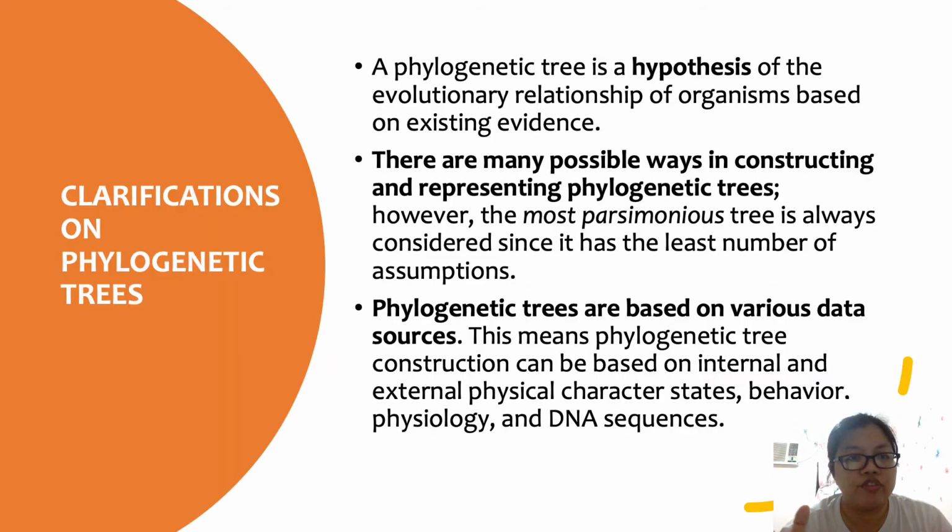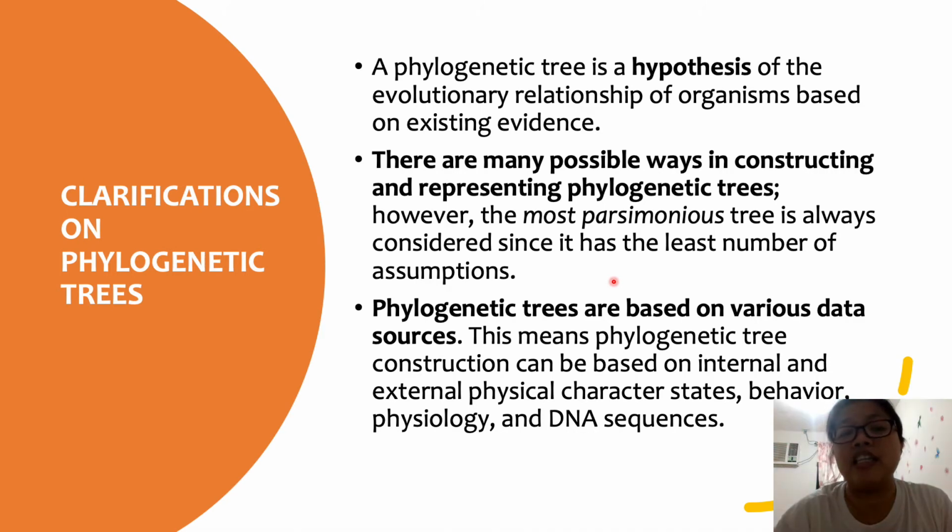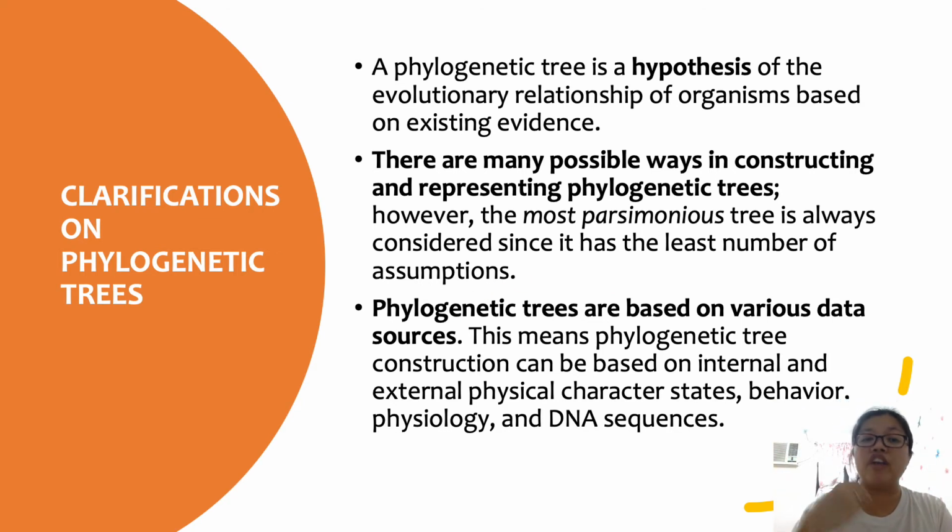Right? Now, just a few clarifications on the phylogenetic tree. A phylogenetic tree is just a hypothesis of the evolutionary relationship of organisms based on the available data. And there are many possible ways of constructing and representing a phylogenetic tree. That's why at the end of the quarter, we'll be discussing the evolution of the tree of life. And then, phylogenetic trees are based on various data sources. This means phylogenetic construction can be based on internal and external physical characters, behavior, physiology, and DNA sequences, or a combination of all of those.